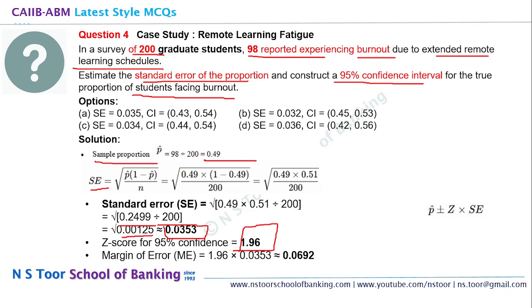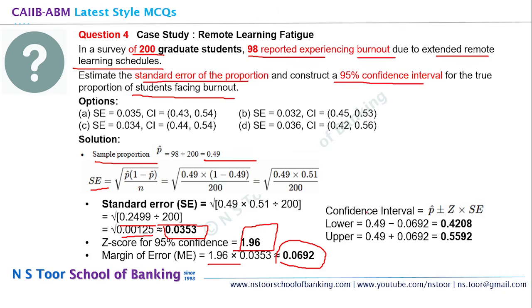So how will we calculate the margin of error? Margin of error is equal to standard error into Z score for 95% confidence. So what will be the answer? 1.96, that is the Z score, into 0.0353, that is standard error. So my answer will be 0.0692. So what is my margin of error? Margin of error is 0.0692.